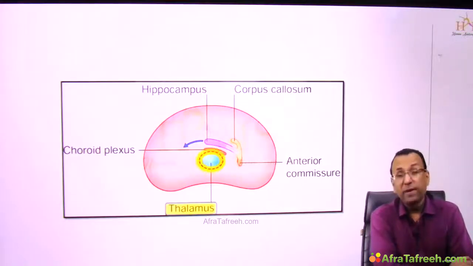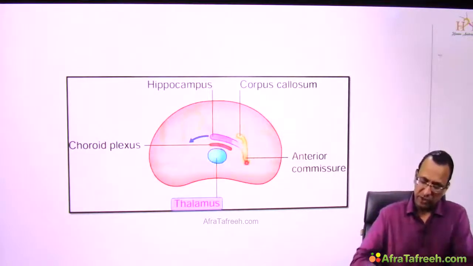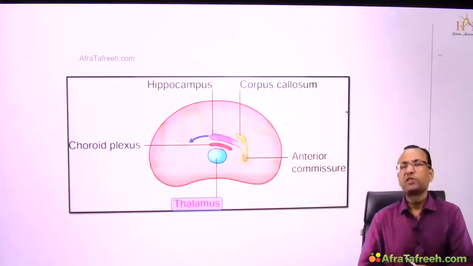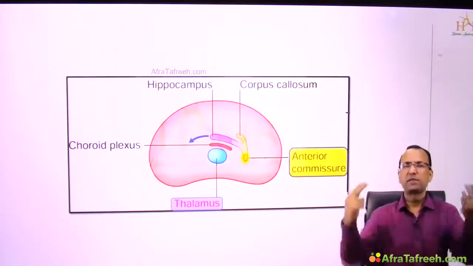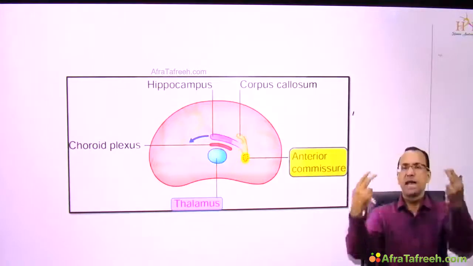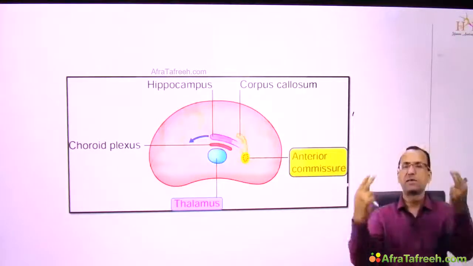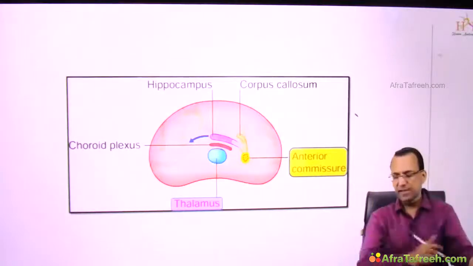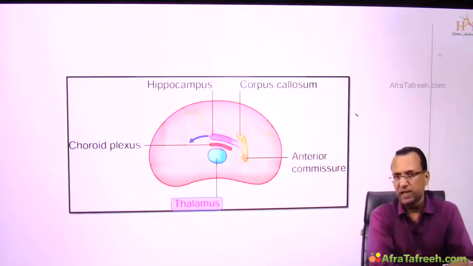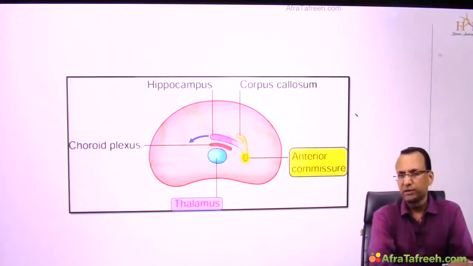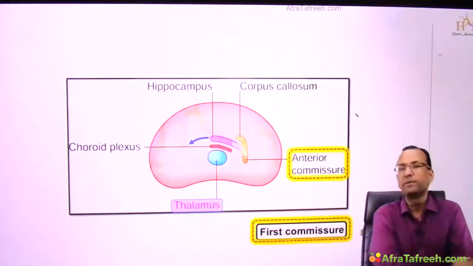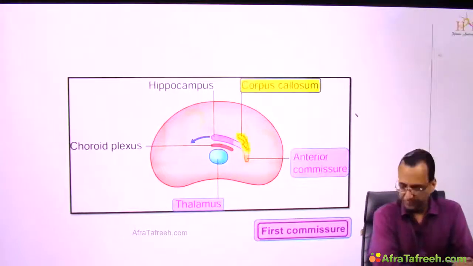So you have to remember that the first commissure to develop is the anterior commissure. What is a commissure? Commissure fibers. You know, commissure fibers are axons connecting the right brain with the left brain. They are crossing the midline, and this is the anterior commissure, connecting the brain anteriorly, and it is the first commissure to develop. Now, if the first commissure to develop is the anterior commissure, then which is the next one to develop? It is the corpus callosum.